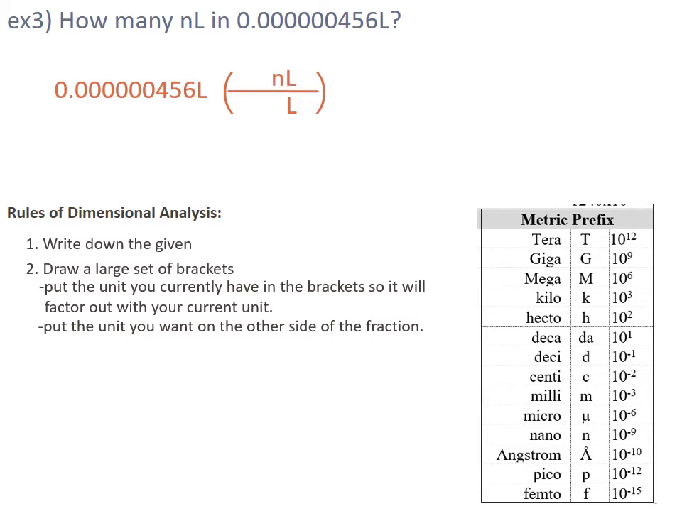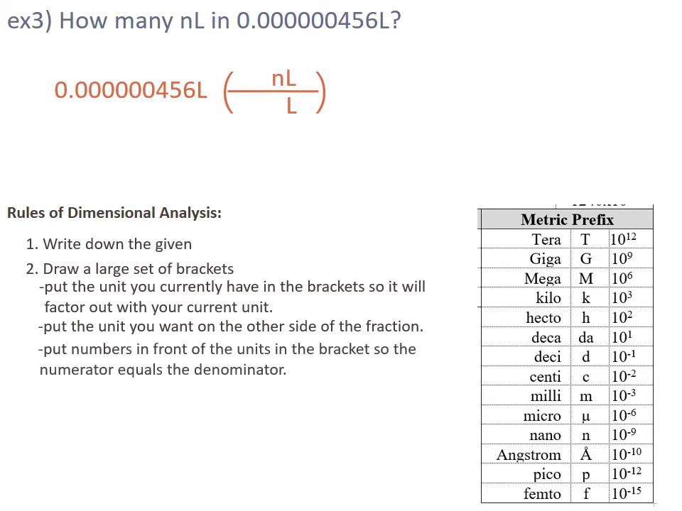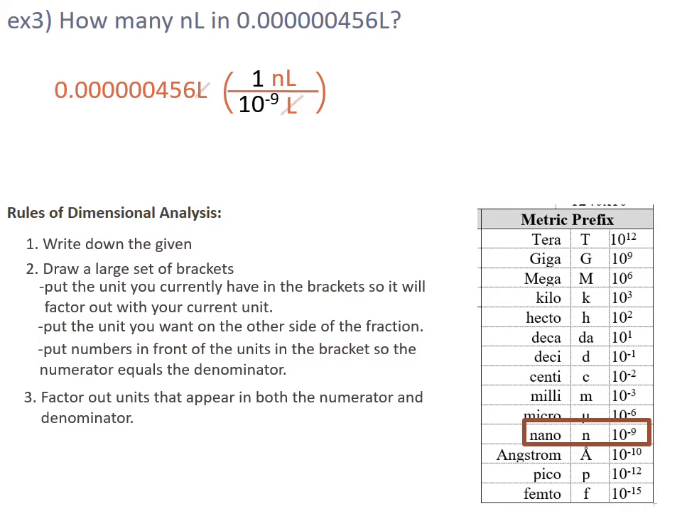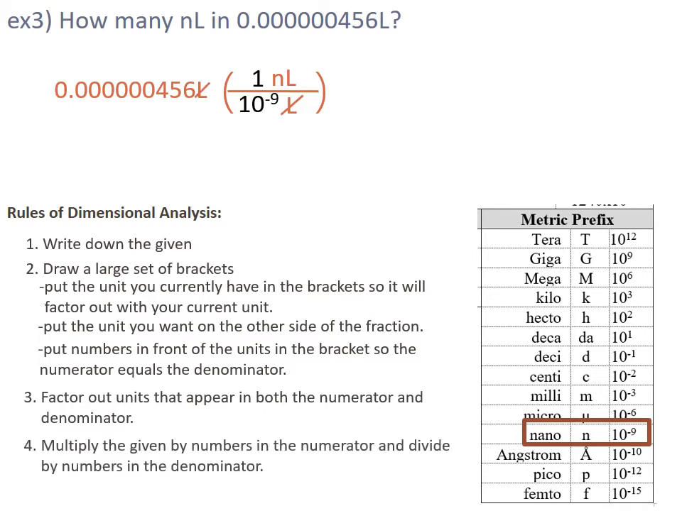Now I need to make top equal to bottom, so I will reference the metric prefix chart, and it says that a nano equals 10 to the negative 9. So 1 nano on the top is equal to 10 to the negative 9 on the bottom. 1 nanoliter equals 10 to the negative 9 liters. I'll factor my units out, so liters and liters will factor out. I will run it through my calculator.